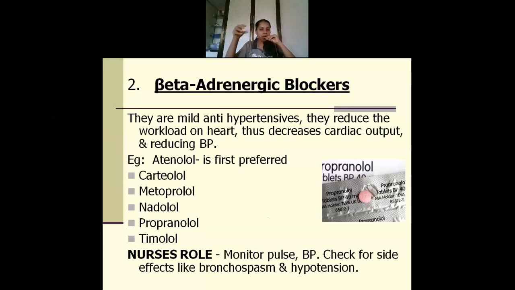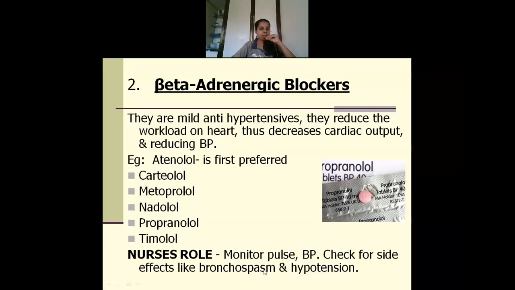They reduce the workload on the heart. Therefore, it will reduce the cardiac output. It reduces the BP. Examples of beta blockers are, please, you have to remember the names of the drugs. All the beta blockers end with LOL. Remember that much. Atenolol, propranolol, metoprolol, timolol, nadolol. Here you can see the picture of propranolol.